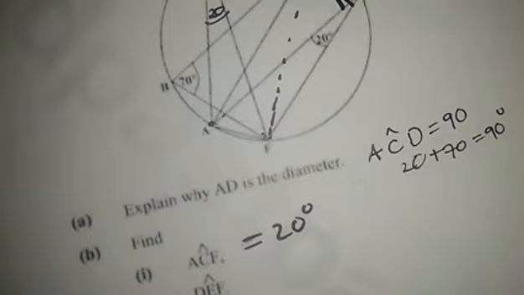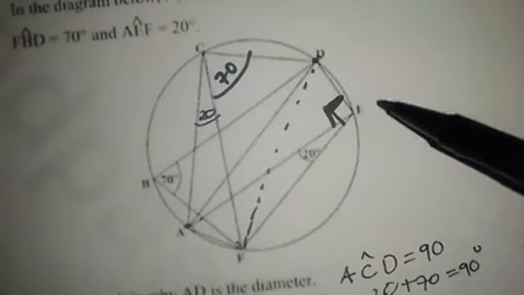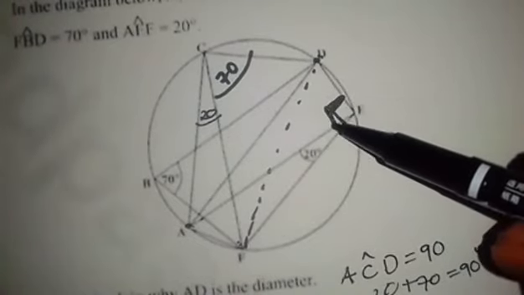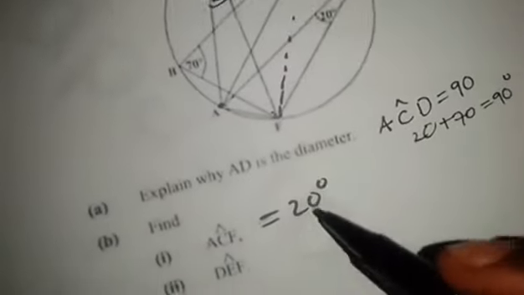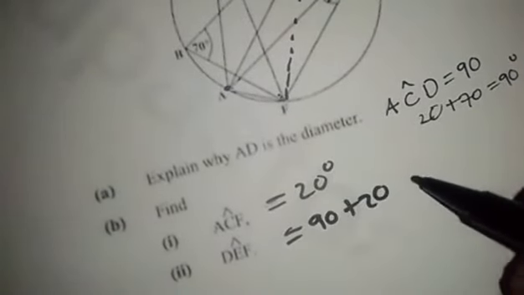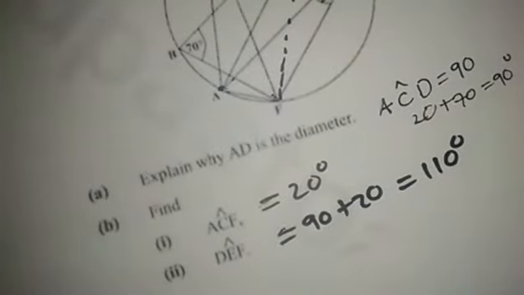Then we want DEF. Where is D? This is D, then this is E, this is F. So here there is 90 and 20 below. So we get DEF is equal to 90 plus 20, which is equal to 110. Then you are home and dry.